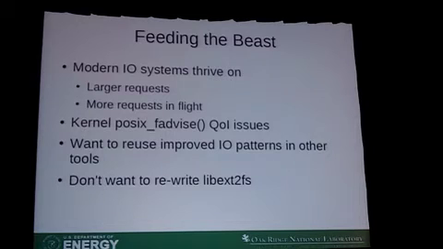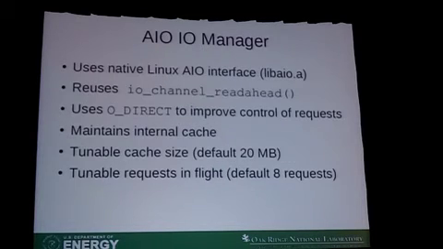So if we can improve these IO patterns, we want to use them in other tools. And frankly, I don't want to rewrite libext2fs. These are the things that drove the direction I chose. So I ended up writing a new IO manager for libext2fs that uses Linux AIO in the background, so that I can have much more control over what's going on. I use O_DIRECT because I don't want to flush out all the data that's actually in my page cache. I want to keep that there so that I can minimize the disturbance to the actual IO I'm doing.